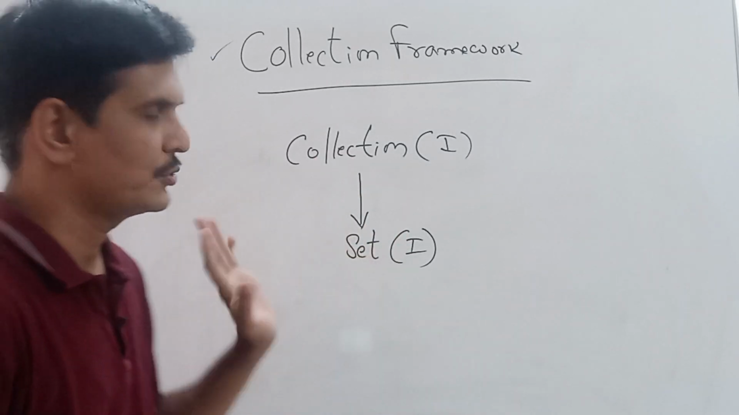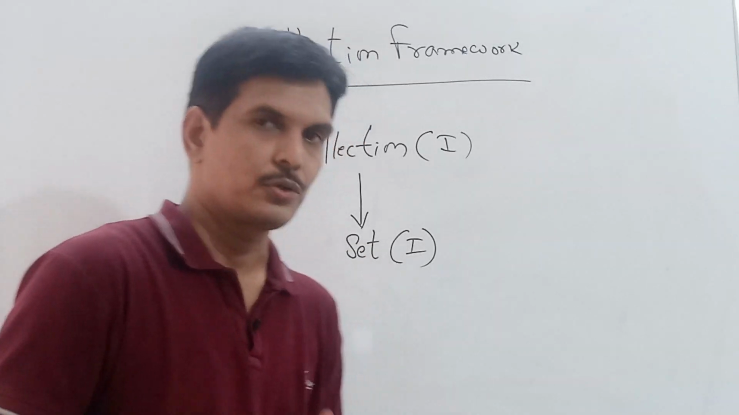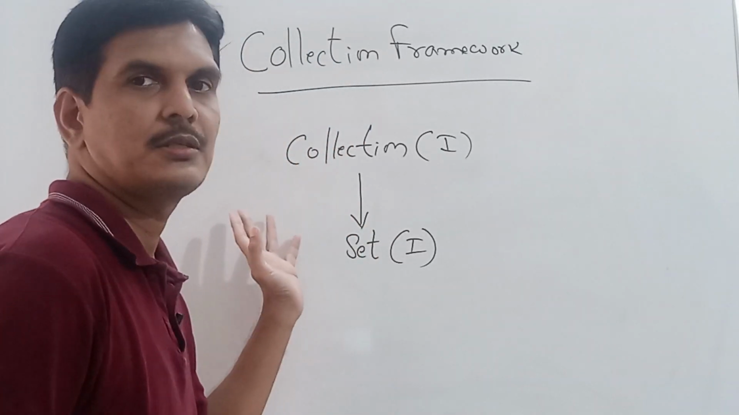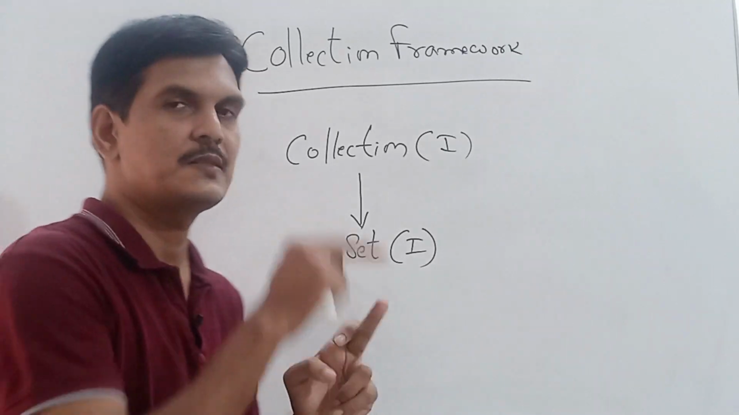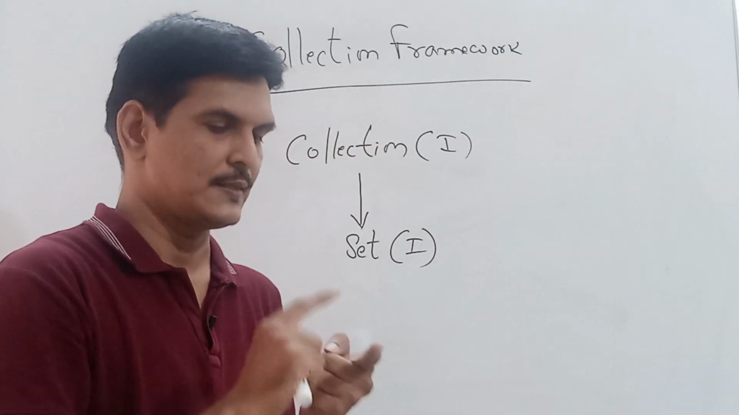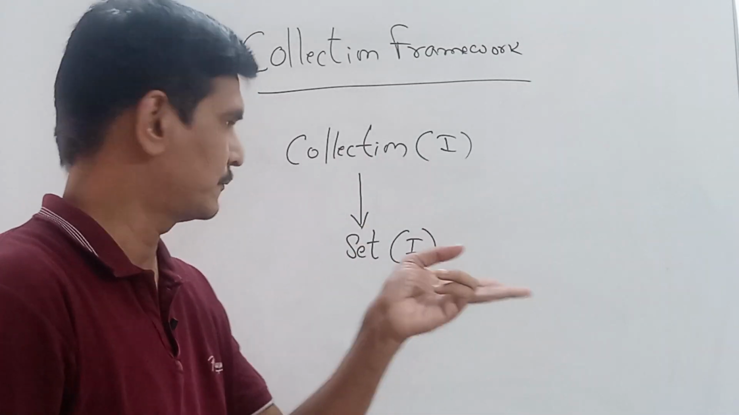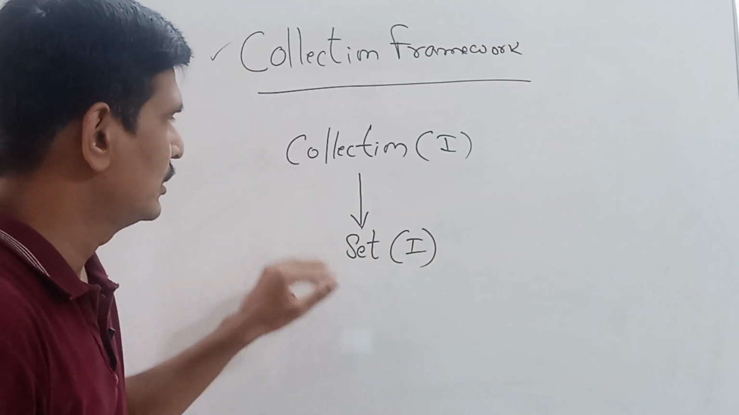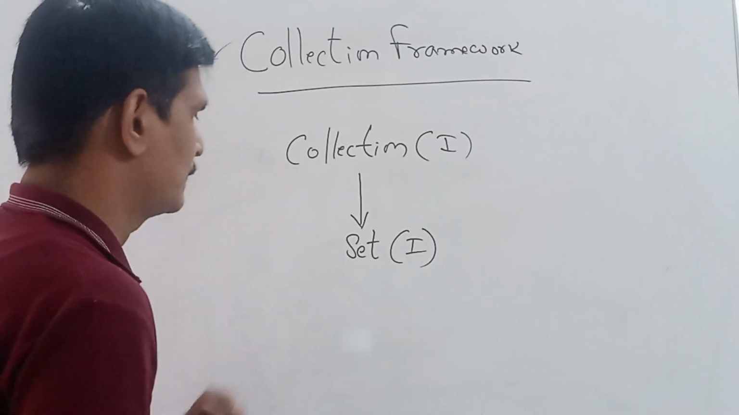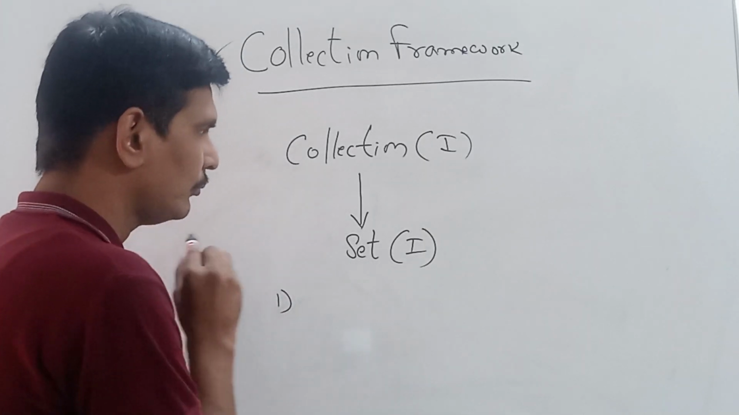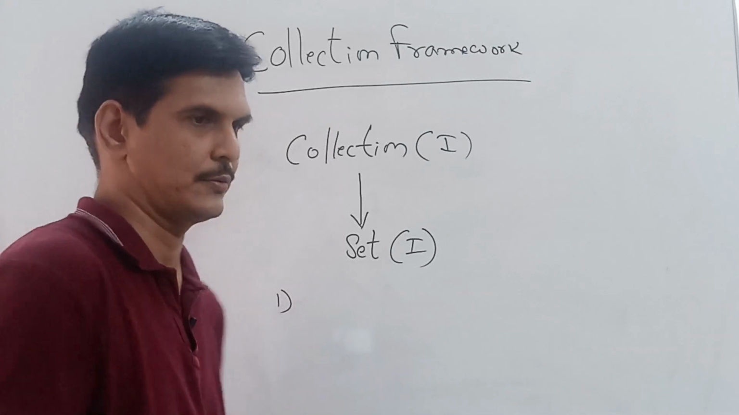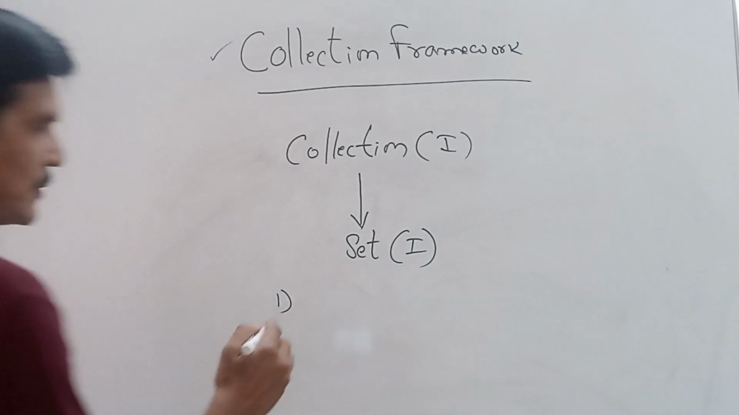Now, when do we need to use the set interface? When you go for the list interface, there are two options: one is that the insertion order should be preserved, and the second is that duplicates should also be allowed. In those cases we prefer the list. Here in the set interface, the first thing is that insertion order is not preserved.